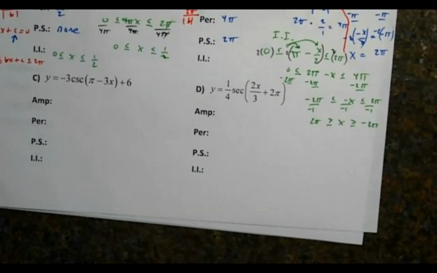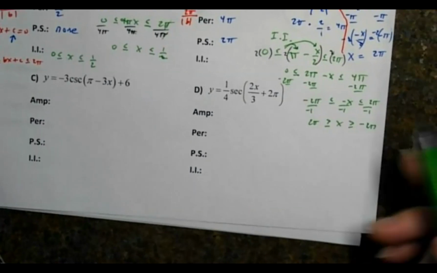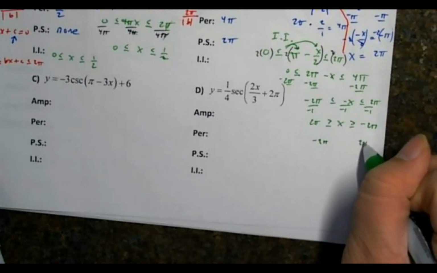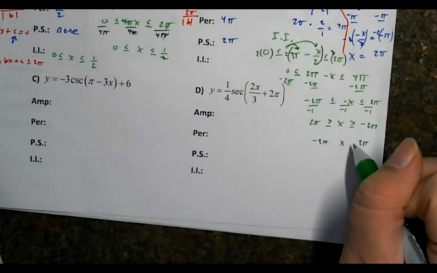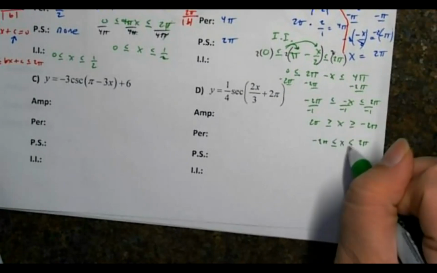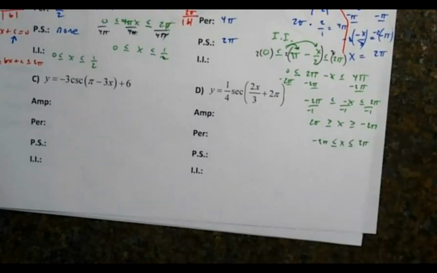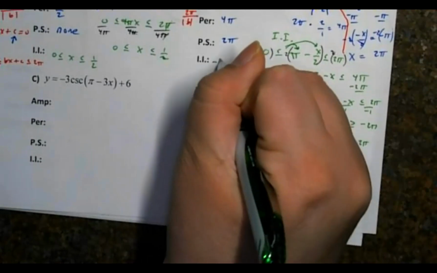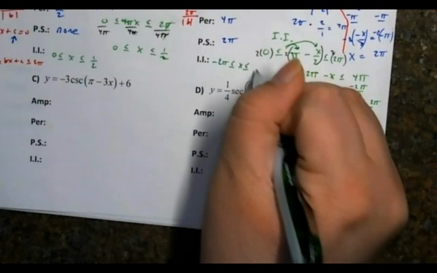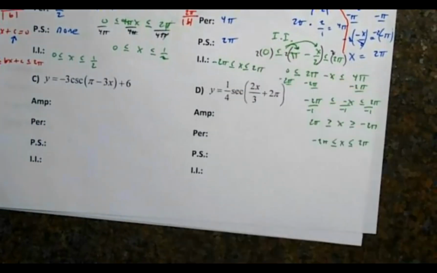So if you remember, this needs to be rearranged so that the smaller number comes first. So negative 2 pi, positive 2 pi, x. And the inequality symbols open to the x, so let's make sure it opens to the x. There's my initial interval. Negative 2 pi less than or equal to x less than or equal to positive 2 pi.